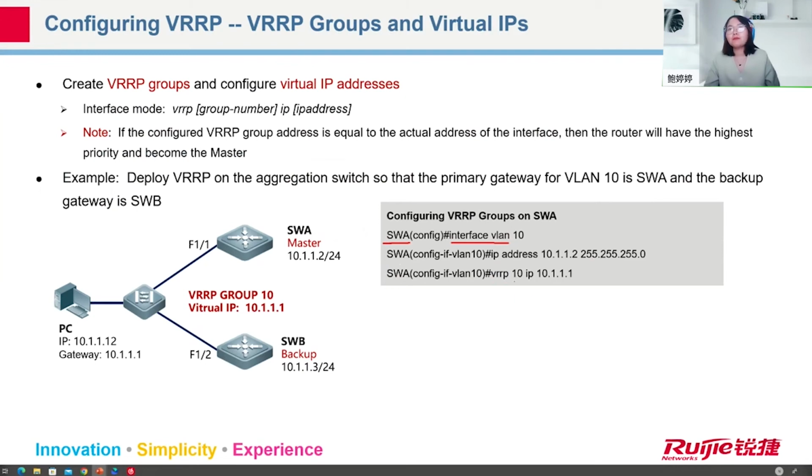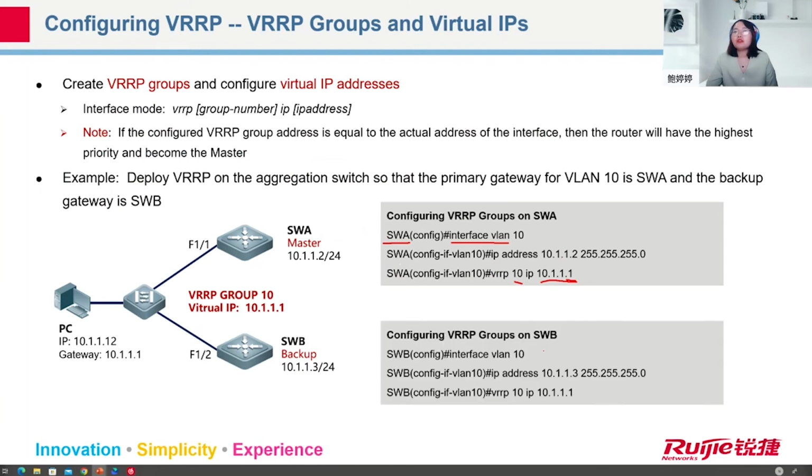Then we can create the VRRP group. This 10 is the VRID. And another one, this is the virtual IP address, 10.1.1.1. Pay attention about this part. If the virtual IP address you create is 1.2, switch A is the IP address owner and will immediately become the master. Okay. And about switch B, you also have to give the IP address 10.1.1.3 and create VRRP group 10 and IP address 10.1.1.1.